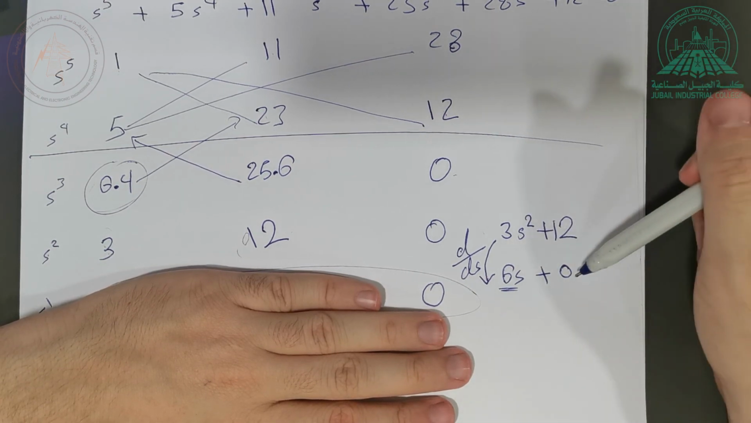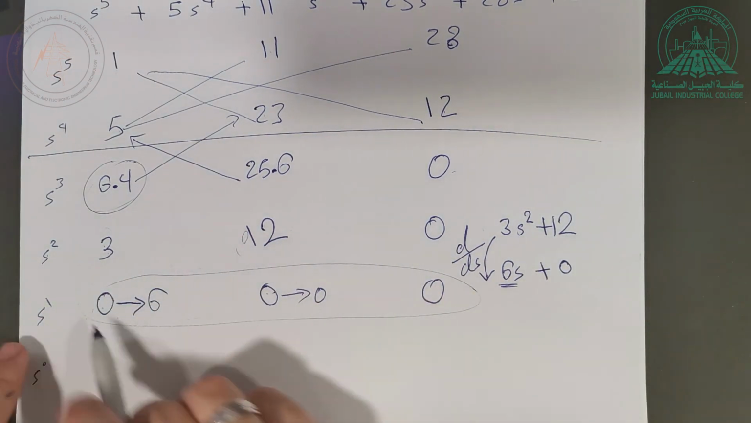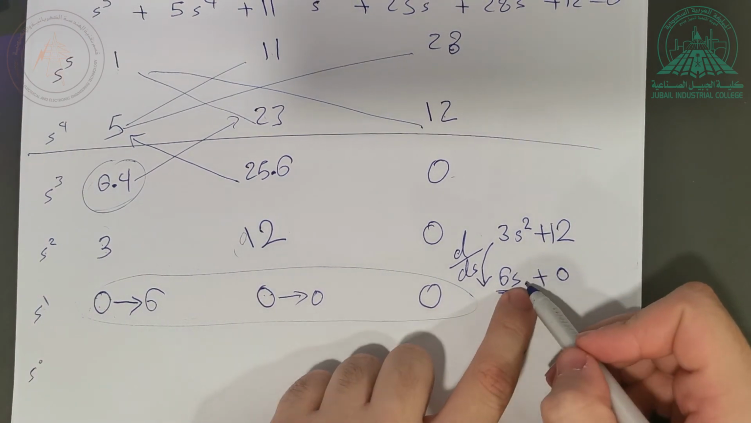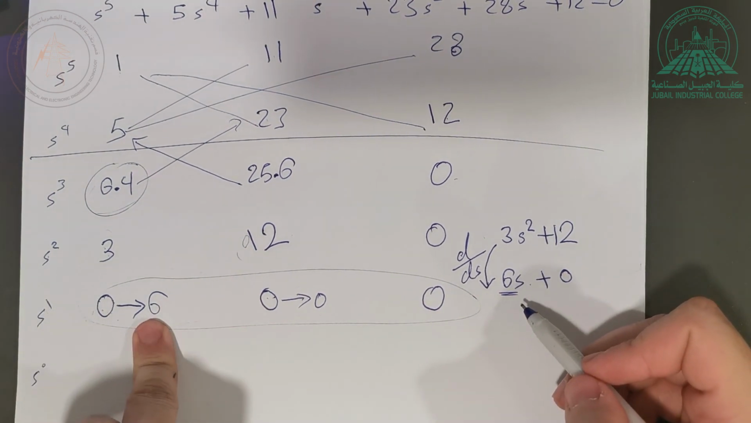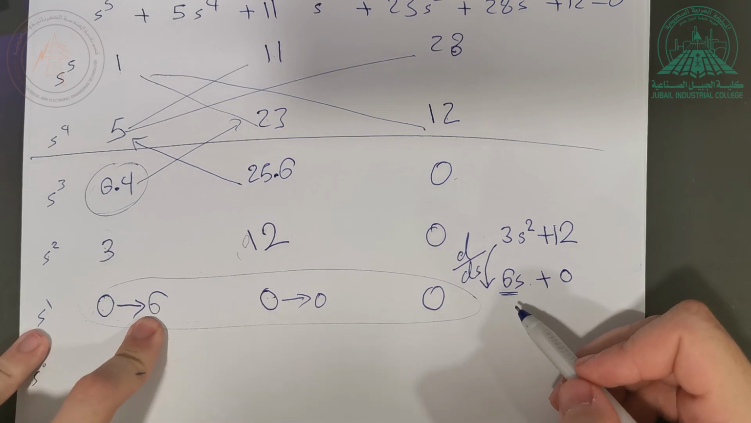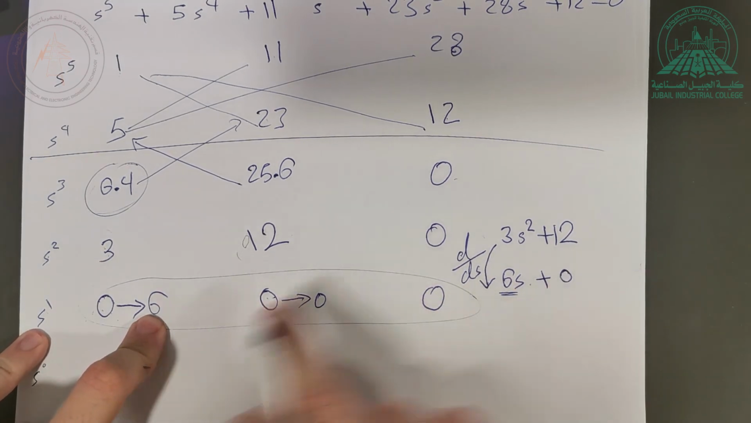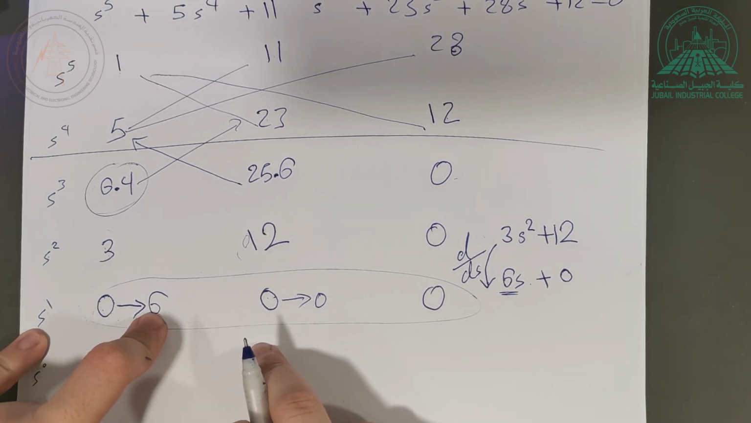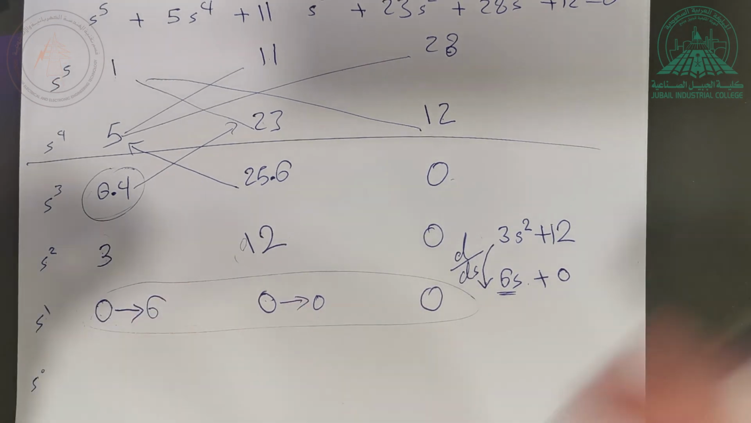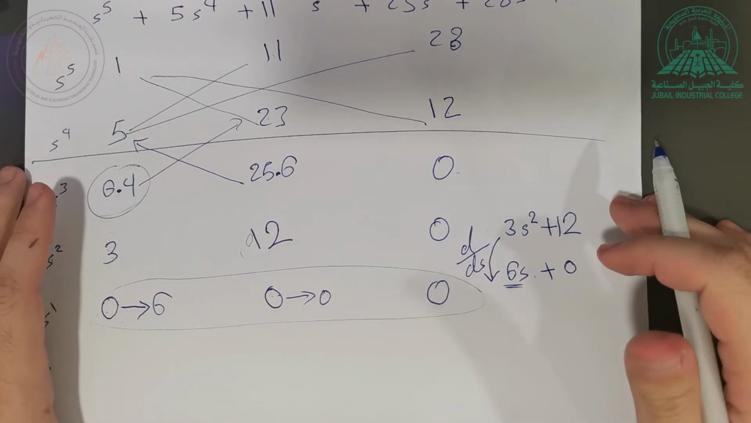Differentiate it, you get 6s plus 0. See, 6s, so the power of s takes 6. And the constant should be 0 here. So this is how I'm going from this row to this row by differentiation.